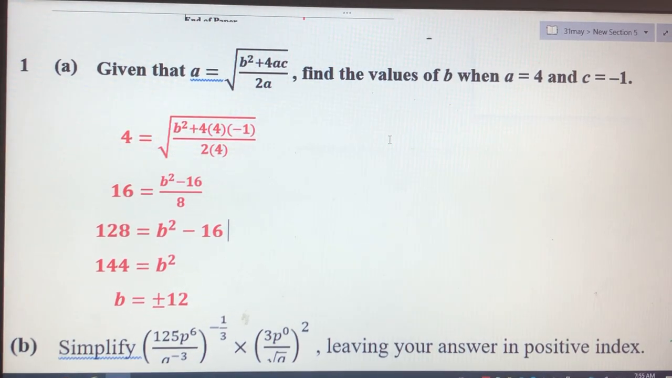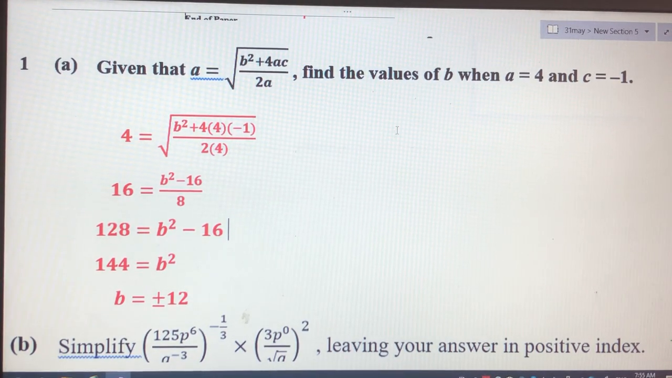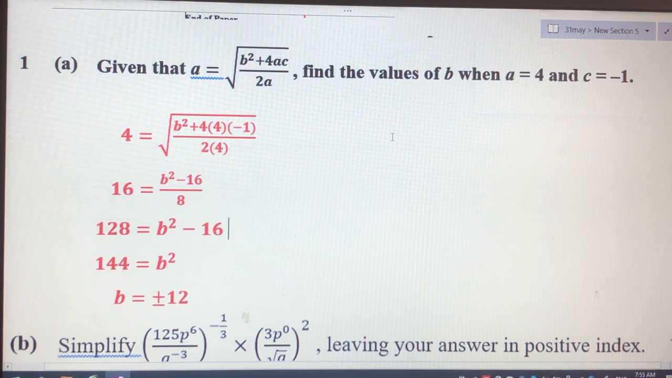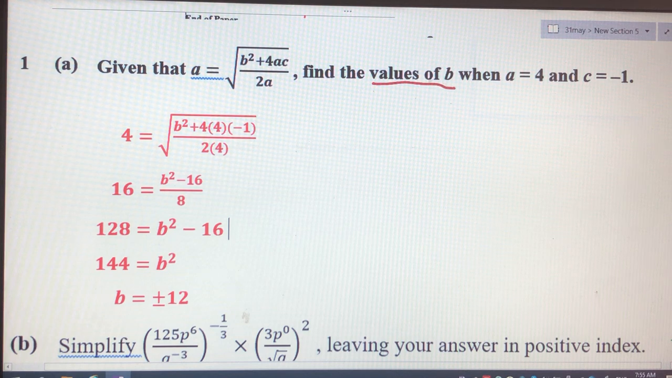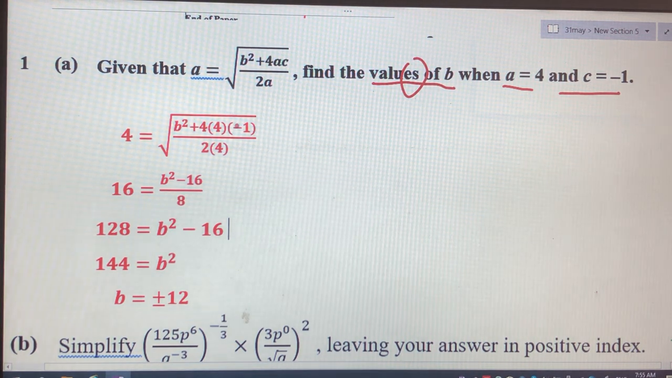Okay, let us do the corrections for E-Maths paper 2 now. Given that A is equal to this, you are supposed to find the values. Now, when you say values, means there's more than one value. Okay? And A equals this, C equals this. Now, you must show the substitution of these values inside.